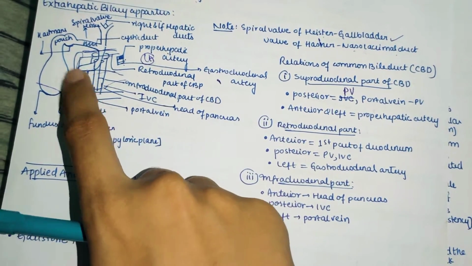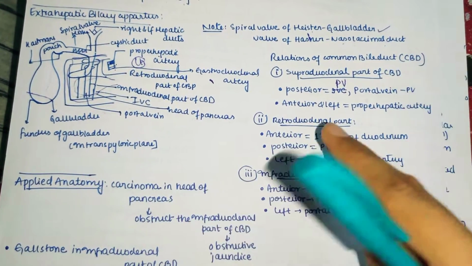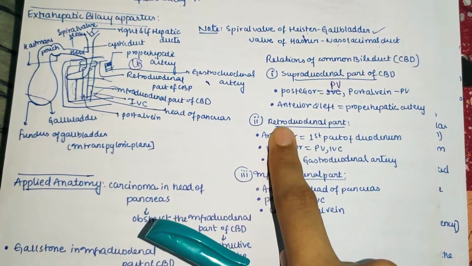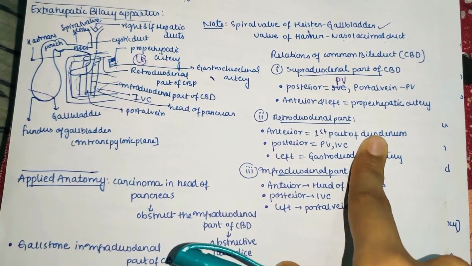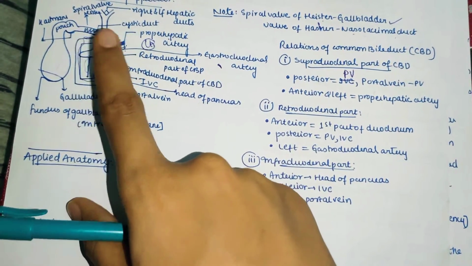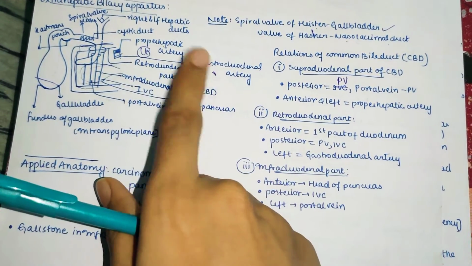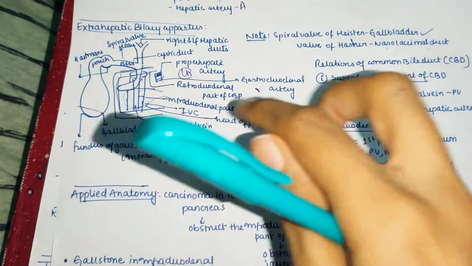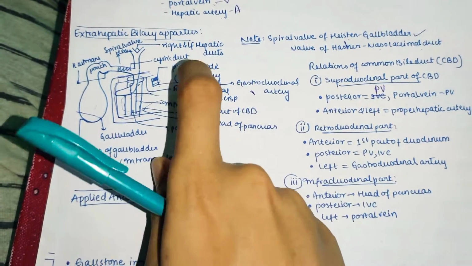Next, the retroduodenal part, back of the duodenum. Of course, anterior to it you will have the duodenum, because now we are saying retroduodenal. This part of the duct is at the back of the duodenum, which means anteriorly it will have the first part of the duodenum, and posteriorly it has the portal vein and also the inferior vena cava. Towards the left side we have the gastroduodenal artery, because now we have come somewhat lower, it is near the gastroduodenal artery. But in the case of the supraduodenal part, on the left side it is nearer to the proper hepatic artery.